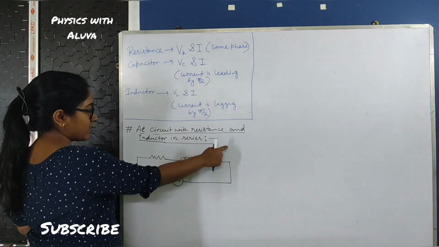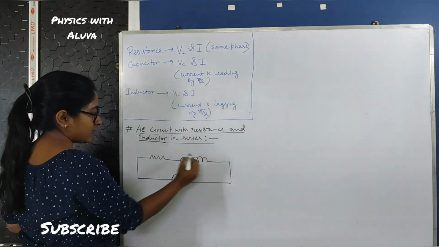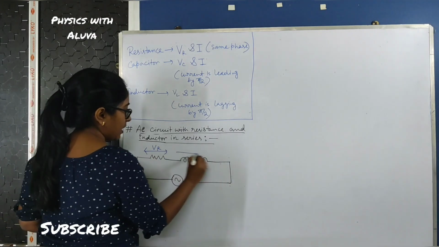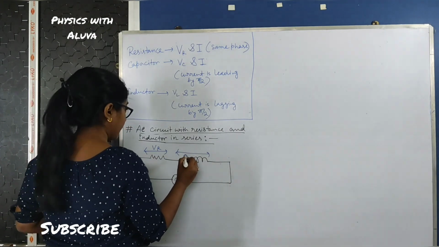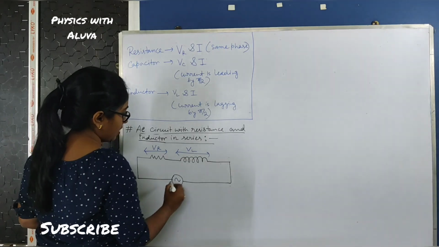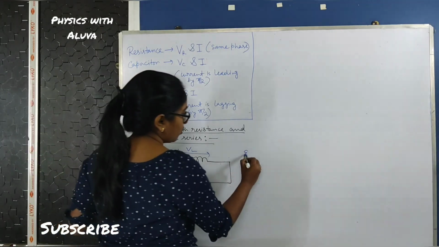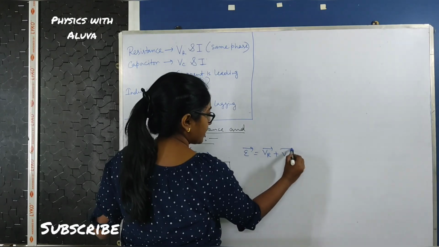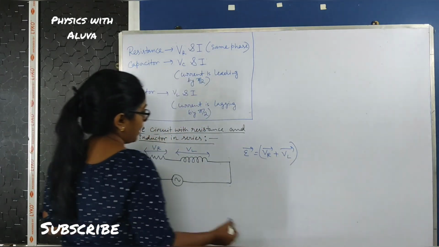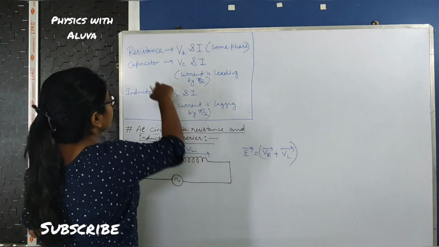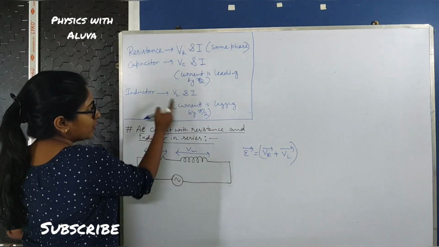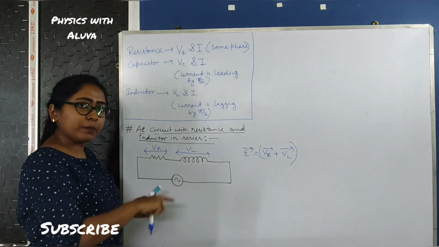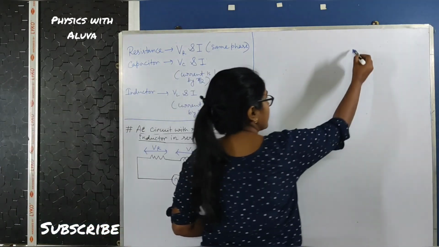AC circuit with resistance and inductor. This is the resistance, this is the inductor. The voltage drop across the resistance is VR and across the inductor is VL. Now we can write the total EMF is equal to VR plus VL, the vector addition. And here we can see the current is lagging by pi by 2 than VL. That means VL is leading by pi by 2. So we will draw the phasor diagram here.